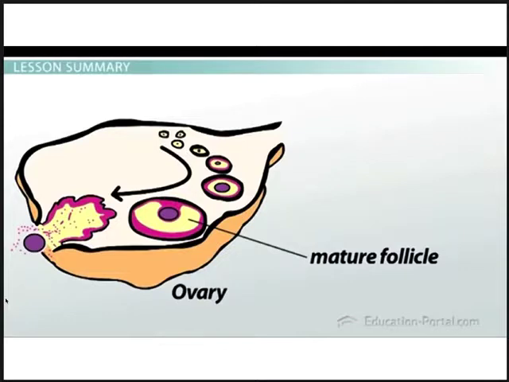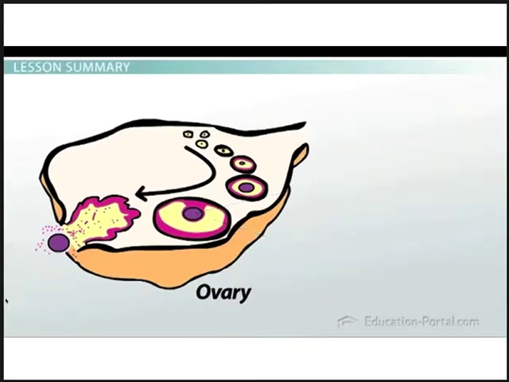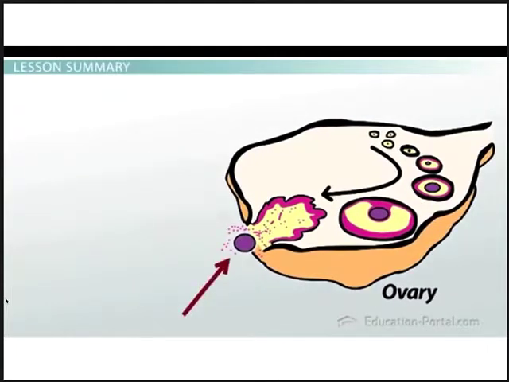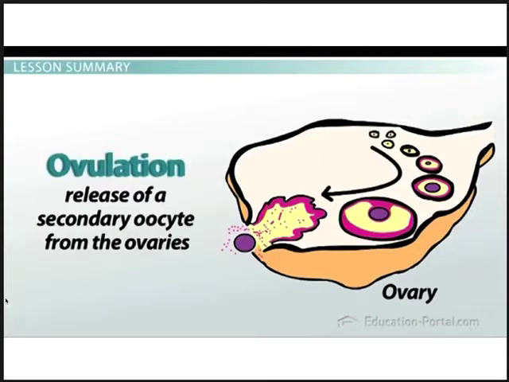Usually, only one follicle reaches maturity, and the primary oocyte in the follicle completes its first meiotic division and becomes a secondary oocyte. Very soon after that, the follicle ruptures, and the secondary oocyte is released into the fallopian or uterine tube before the second meiotic division has occurred. The release of a secondary oocyte from the ovaries is called ovulation.